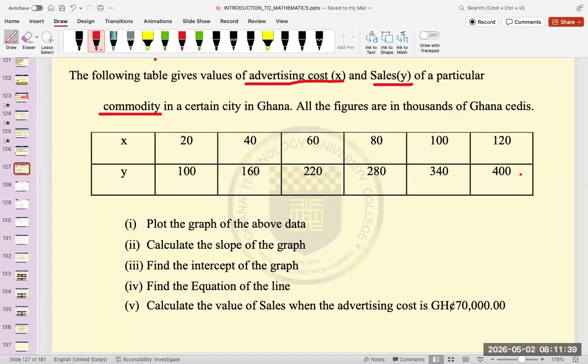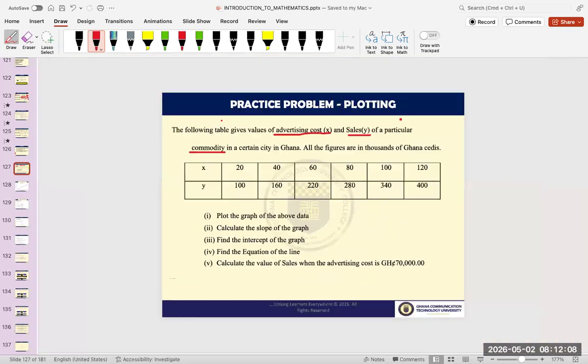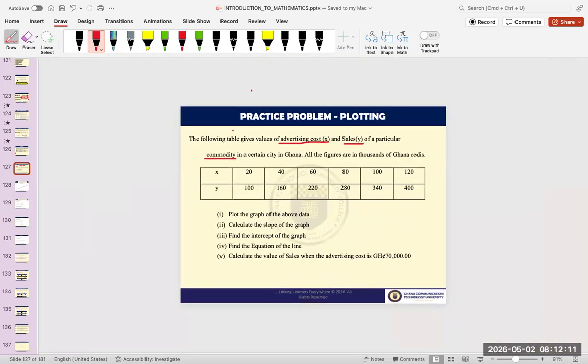Now, we all know that sometimes in life, your sales can depend on the adverts you do. That is why a lot of companies do more adverts, because their sales are depending on their adverts. Okay. So when one variable is depending on another variable in a form of a line, we use the straight line equation. So all the equations we have been writing for the slope, y equals mx plus c.